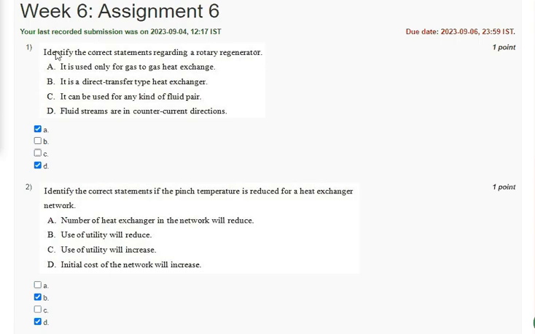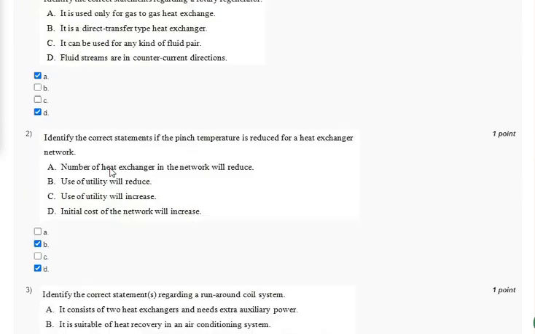So first question, identify the correct statement regarding a rotary generator. So rotary generator is a gas to gas type heat exchanger and fluid streams are in counter current direction. So first and fourth, A and D option is correct because it is an indirect type heat transfer, and it can be used only for gas to gas pair. So B and C are wrong options, A and D are correct options.